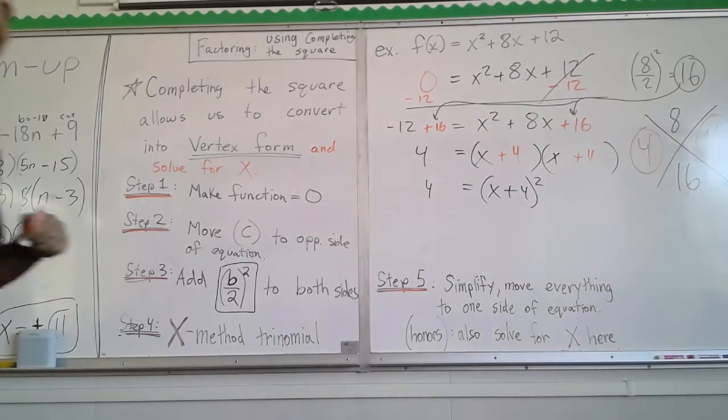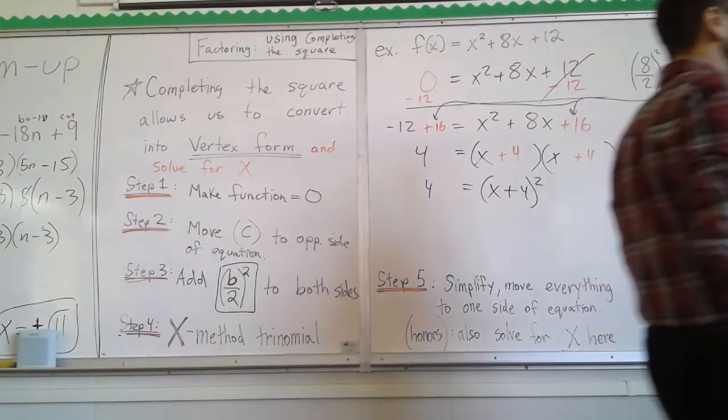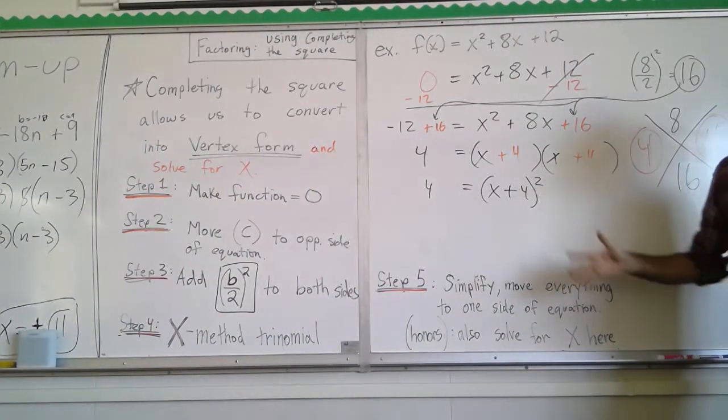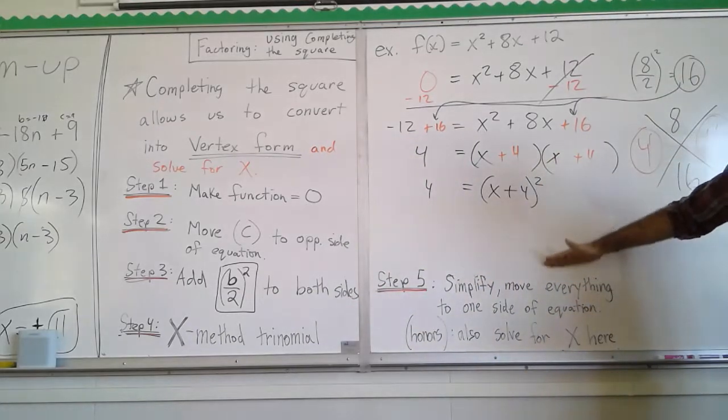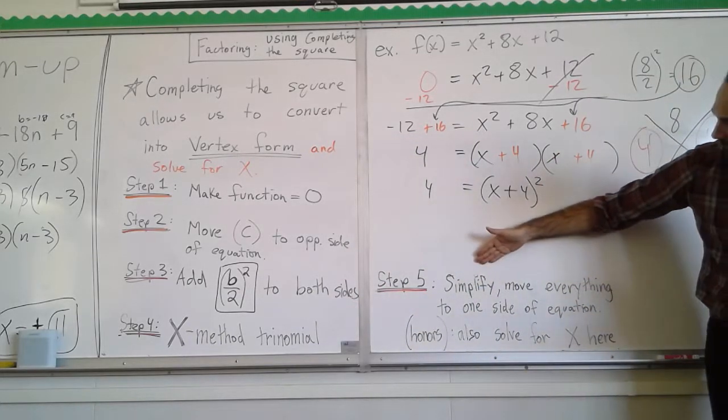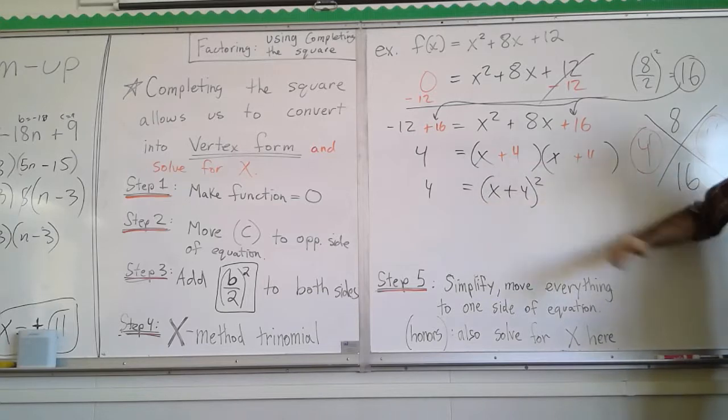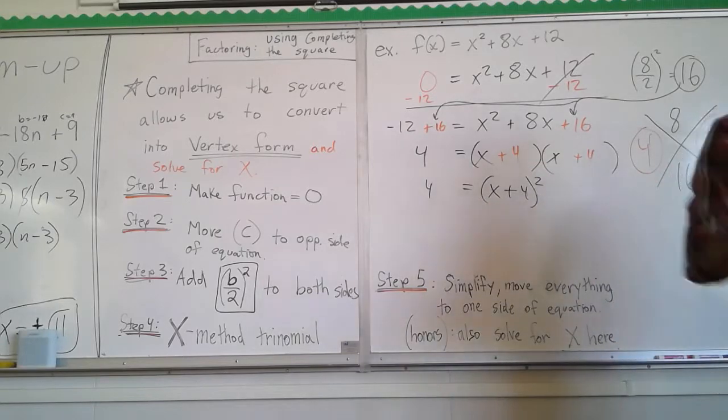Okay. All right. It is kind of mechanical going through the steps, but what it allows us to do is get to the vertex form. The last step here is to simplify. We did so, and now move everything to one side of the equation. Get everything back on the one side.